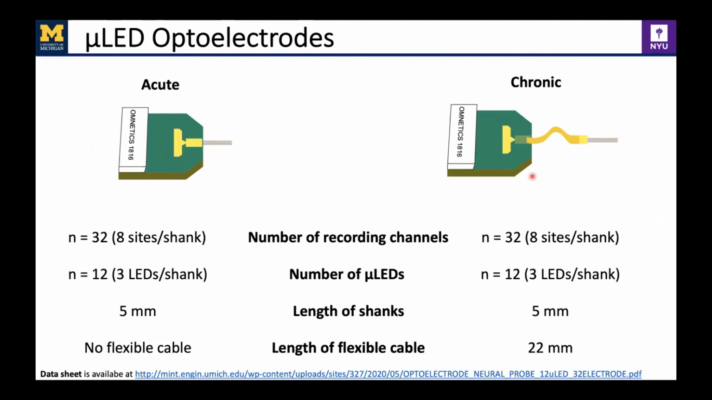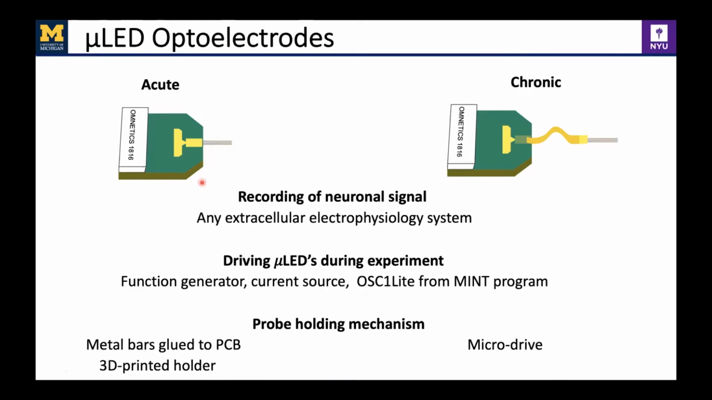For the chronic probe, we have a 22 millimeter length of flexible cable, which makes it possible to attach this probe to a microdrive and then move it in the brain. Whereas in the acute probe, we don't have this flexible cable, but this makes it very easy to handle during an acute surgery. To record the neuronal activity, we can use any extracellular electrophysiology system. To drive the micro-LEDs, you can simply use a function generator, a current source, or the MINT program at the University of Michigan, which developed the current driver, which I'm going to talk about later in my talk.